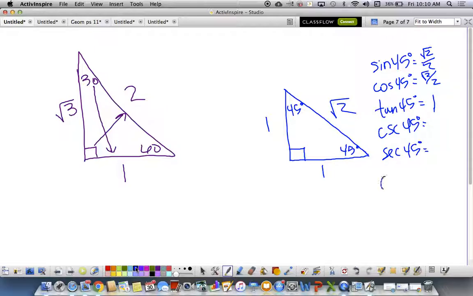What about cotangent 45? Does it have to be the same thing? Yes. Secant and cosecant, do they have to be the same? What are they? Square root of 2. Yeah, you wrote the square root of 2 over 2, because secant 45 is 1 divided by the square root of 2, and you have to rationalize.